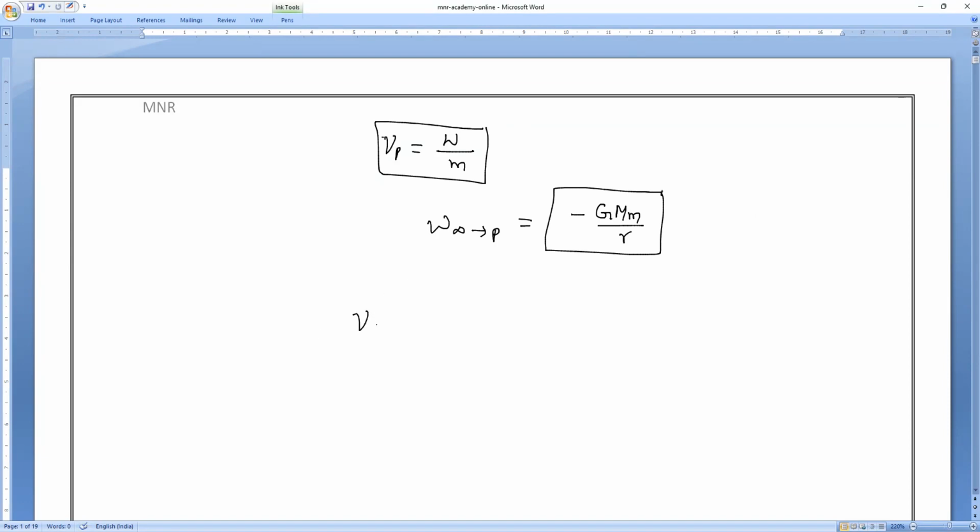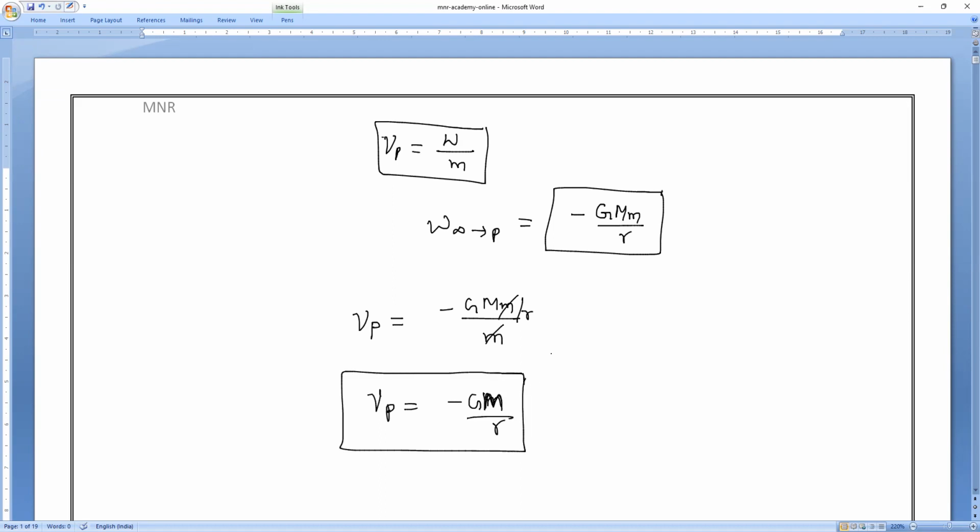Next, if I take the gravitational potential, it equals the work done divided by m. Substituting this work done, we get G into capital M into small m divided by r, divided by m. So m will get cancelled. We get the potential equal to, what is the formula, everybody? Minus of GM by r. With the help of this, we have also solved a numerical.